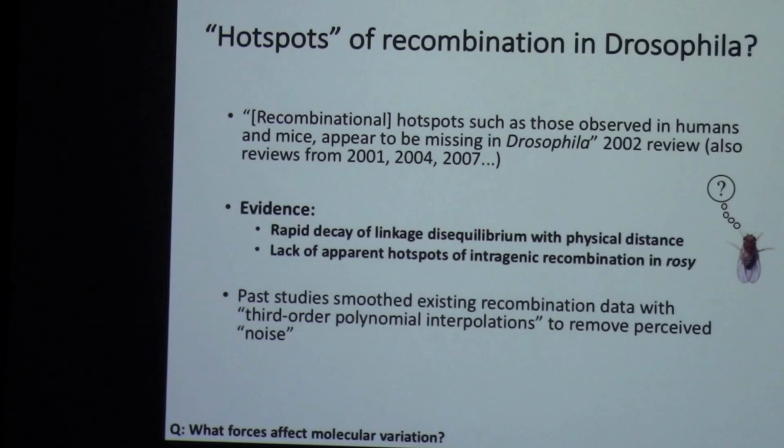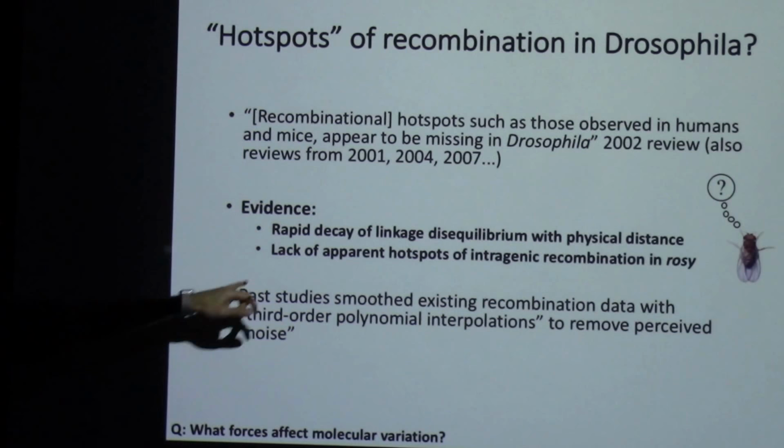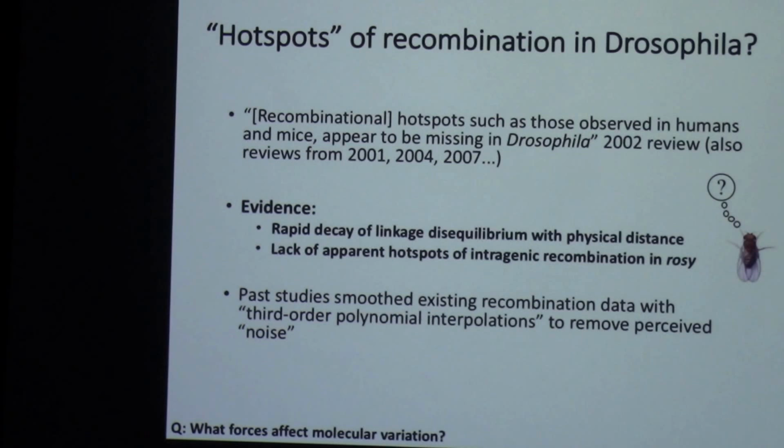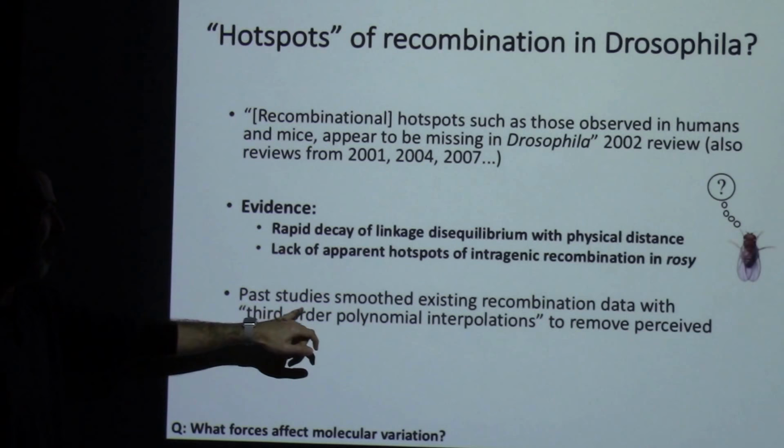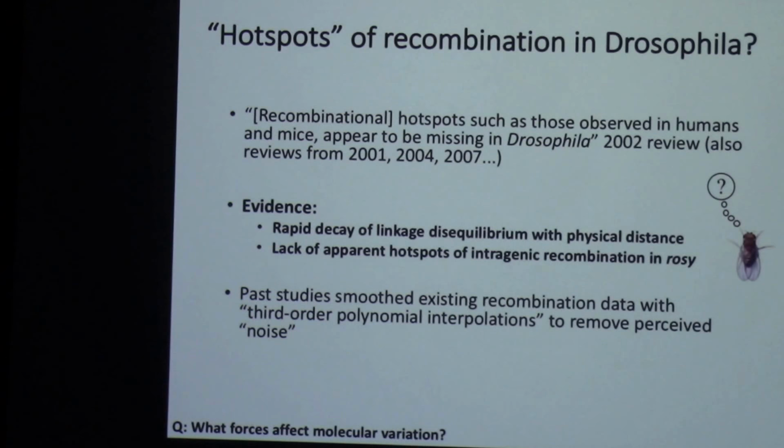Well, part of it was that there's this decay in linkage disequilibrium with physical distance. That suggests there's some level of recombination everywhere, but it doesn't show that there are not radical differences among areas. It doesn't show there are not hotspots. It just shows that there's some base level of recombination everywhere. The other thing is a lack of apparent hotspots of intragenic recombination in one gene, rosy. That was the extent of the evidence. And what's even more amazing, some of the past studies actually used recombination data and then applied a third order polynomial interpolation to smooth it out, and said, look, there's no variation in recombination rate. Like, you just smoothed it out. It was there.